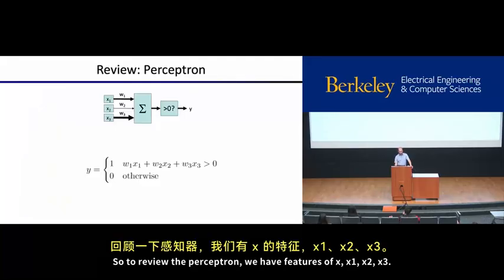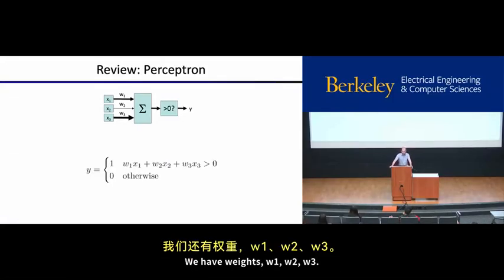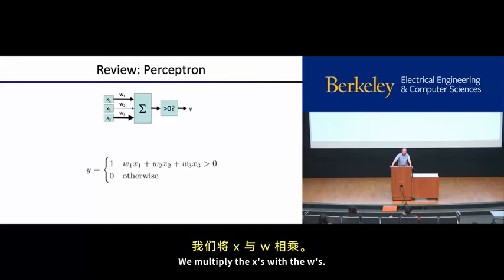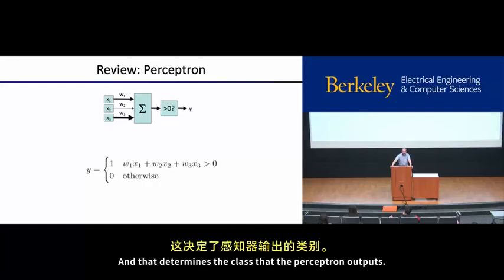So to review the perceptron, we have features of x, x1, x2, x3. We have weights, w1, w2, w3. Obviously, there could be more. We multiply the x's with the w's. We add them together. We check if it's positive. And that determines the class that the perceptron outputs.